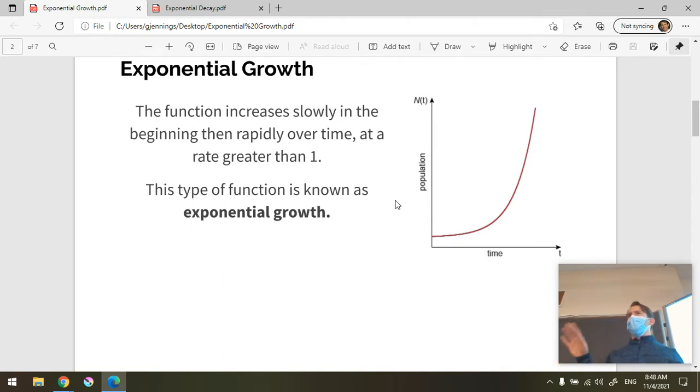Now, I don't want to spend much more time talking about COVID cases, but I do want you to understand that this math does follow that. So we will talk about things like viral videos or populations, or money will also grow exponentially or decrease exponentially if we look at inflation. So this type of function is known as exponential growth.